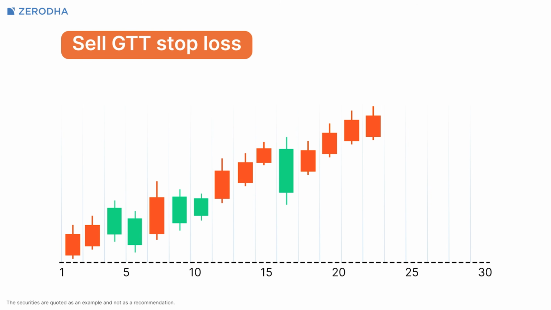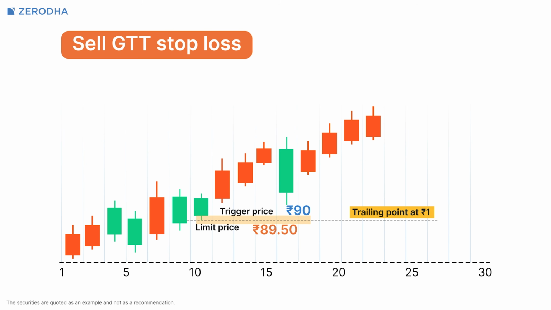Whenever the stop loss trails, both the trigger price and the limit price move by the trailing point. For example, if a sell GTT has a trigger price of 90 rupees and a limit price of 89.50 rupees, both prices move up by 1 rupee when a 1 rupee trailing adjustment happens. The new trigger and limit prices will be 91 rupees and 90.50 rupees respectively. If you have placed an OCO GTT, only the stop loss trigger and its limit price will trail.